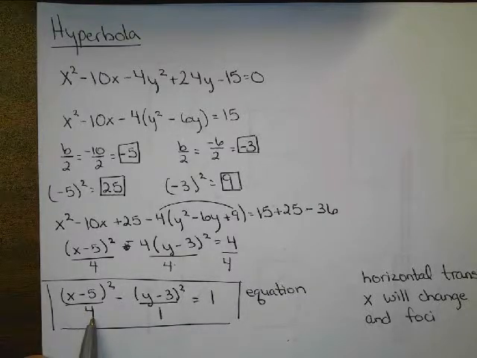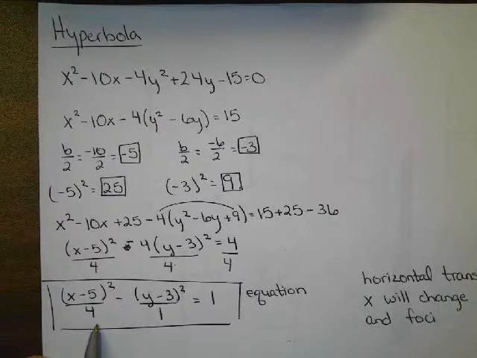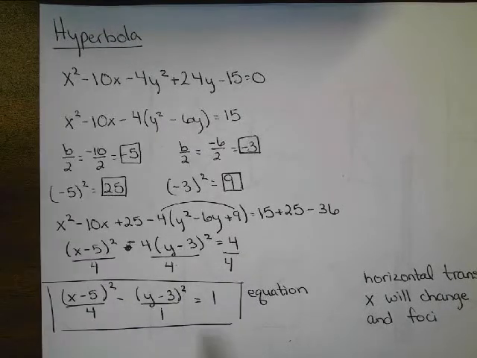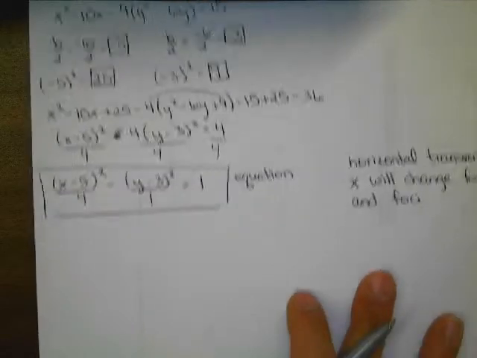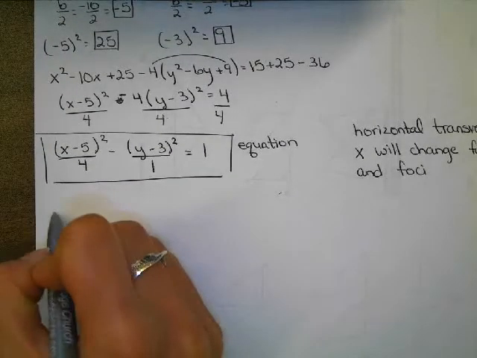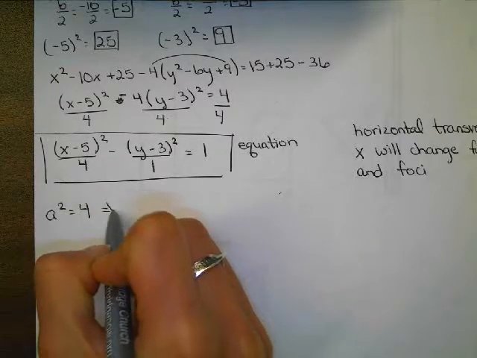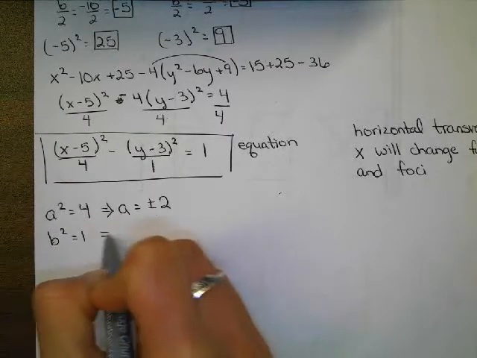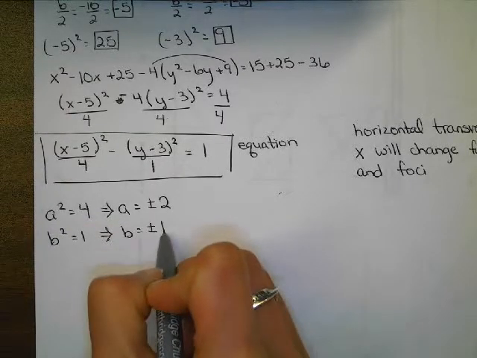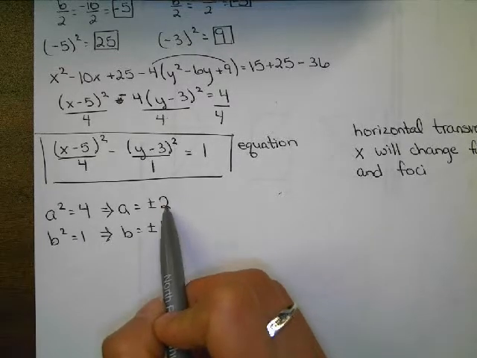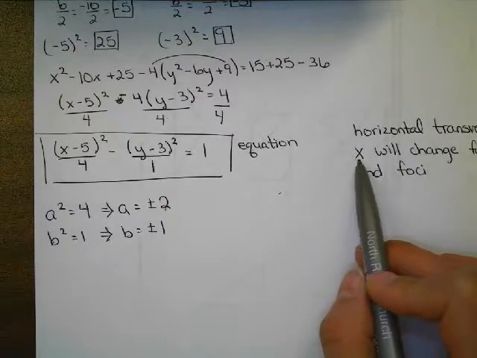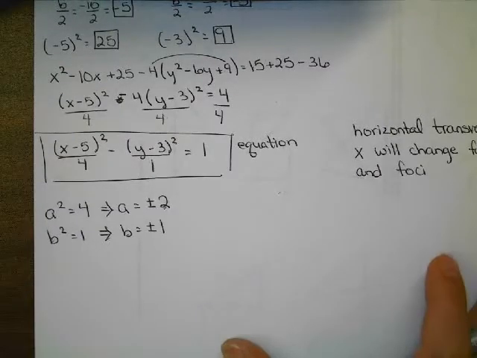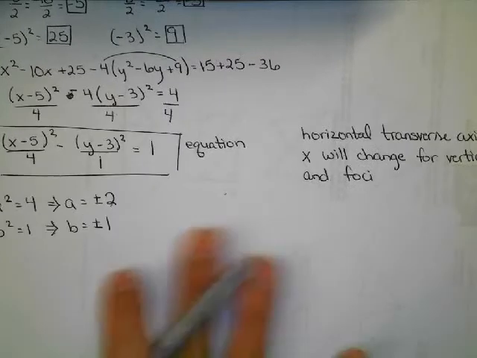Also, by looking at our equation, a squared is always the bigger number, whether it's on this one, which is not the transverse axis, or if it's on this component. So a squared is going to be 4, which means a has to be plus or minus 2. B squared will be 1, so b is plus or minus 1. And again, a is for vertices, so we'll have to add that to the x's because that's what changes.